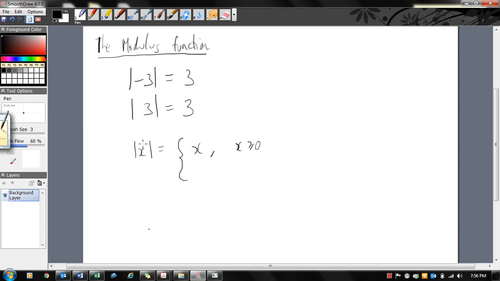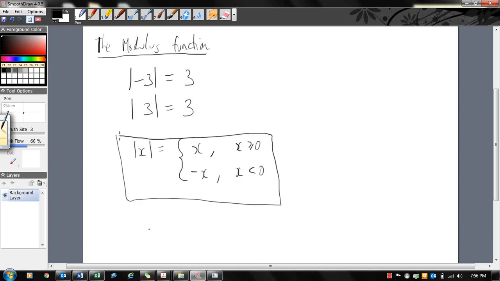If x is negative, so if x is less than 0, then what does it do to it? It multiplies it by negative 1. So negative x. So that is the definition, if you like, of the modulus function. So always think of it in those two terms. It does one of two things. You've got to consider whether it's positive or negative.